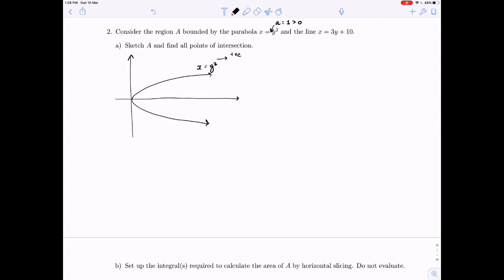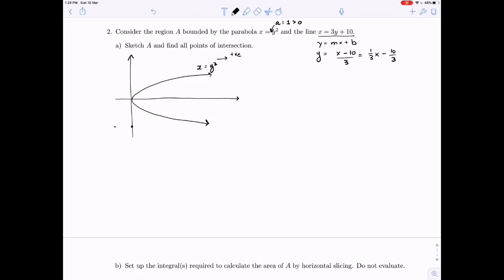Now the line x is equal to 3y plus 10, we can rearrange this if we want to have it in y is equal to mx plus b form, so that we can graph it in our usual way. If we do that, I'm going to pull over the 10, so y is equal to x minus 10, and then I need to divide by 3, so 1/3 x minus 10/3. So I know that the y-intercept, the b, is going to be minus 10/3.